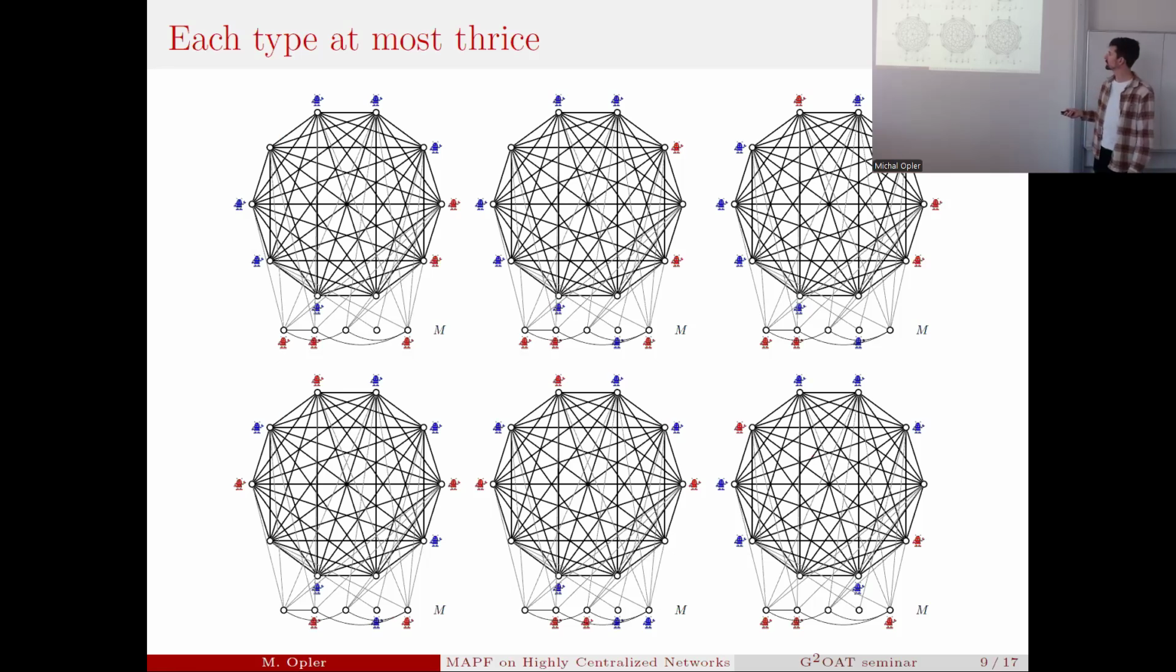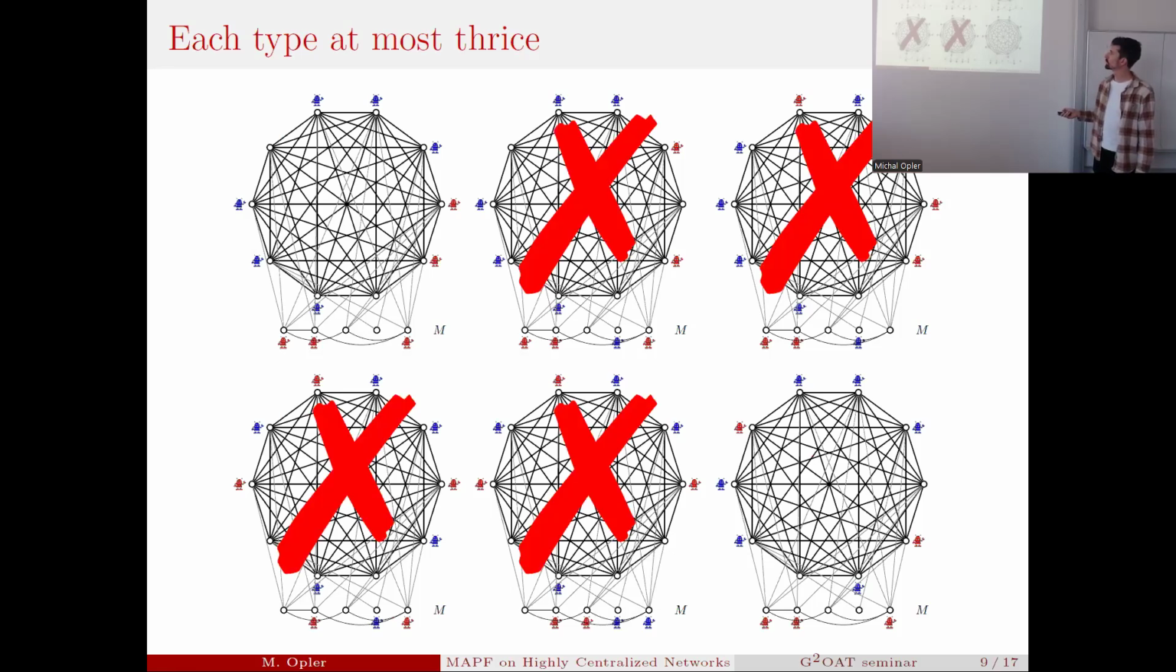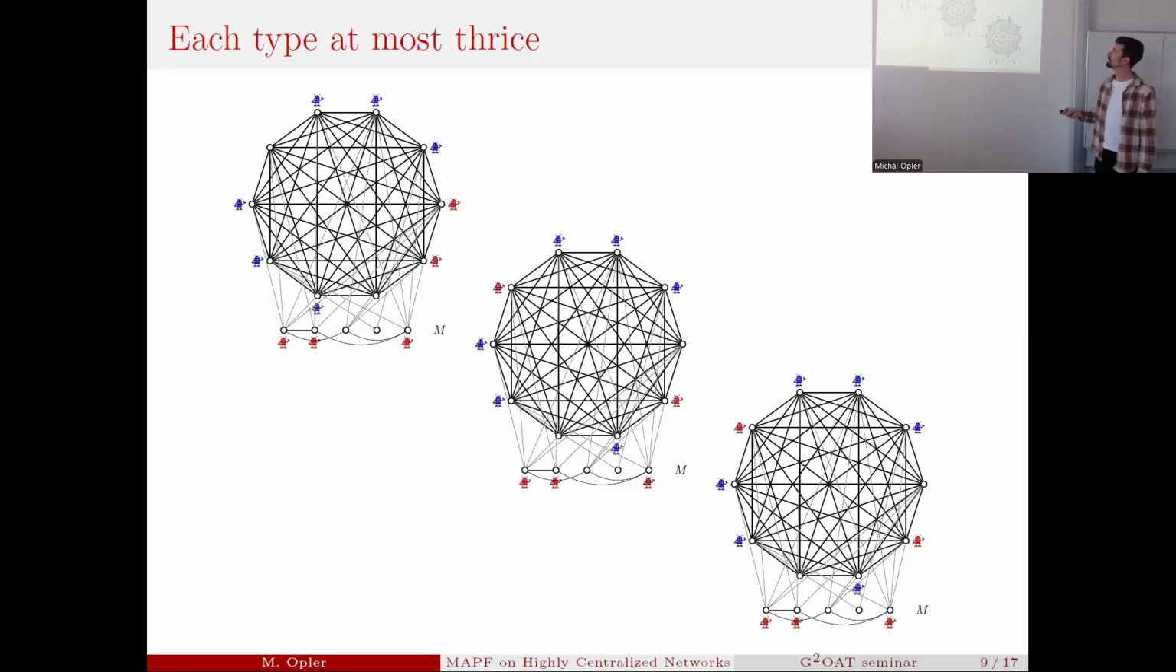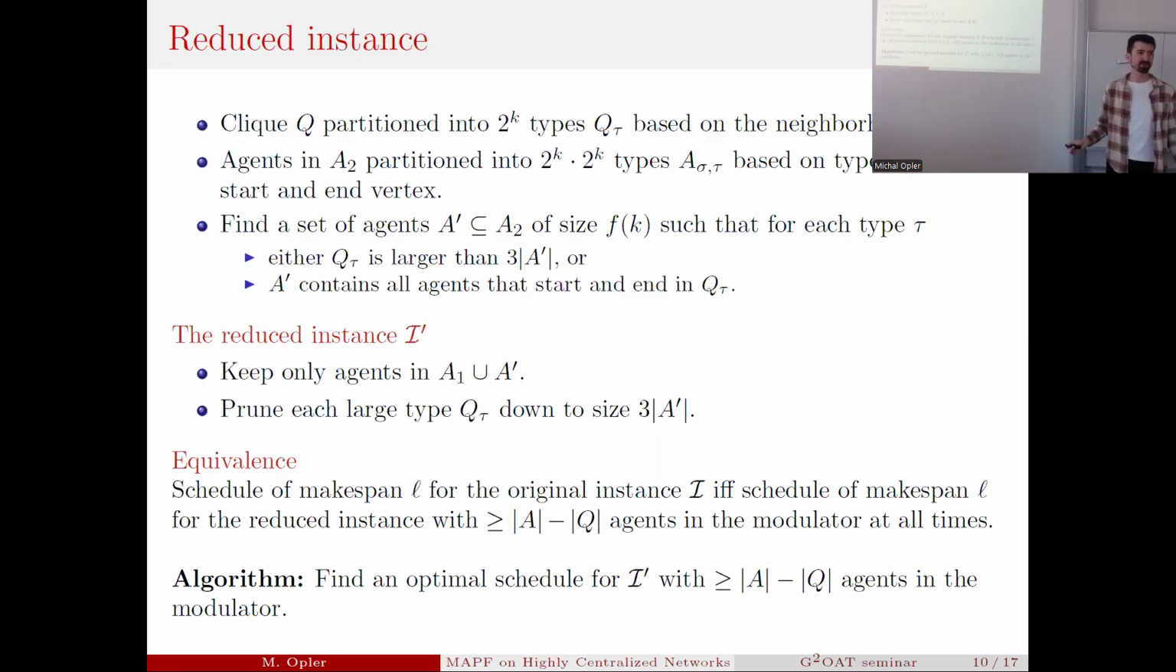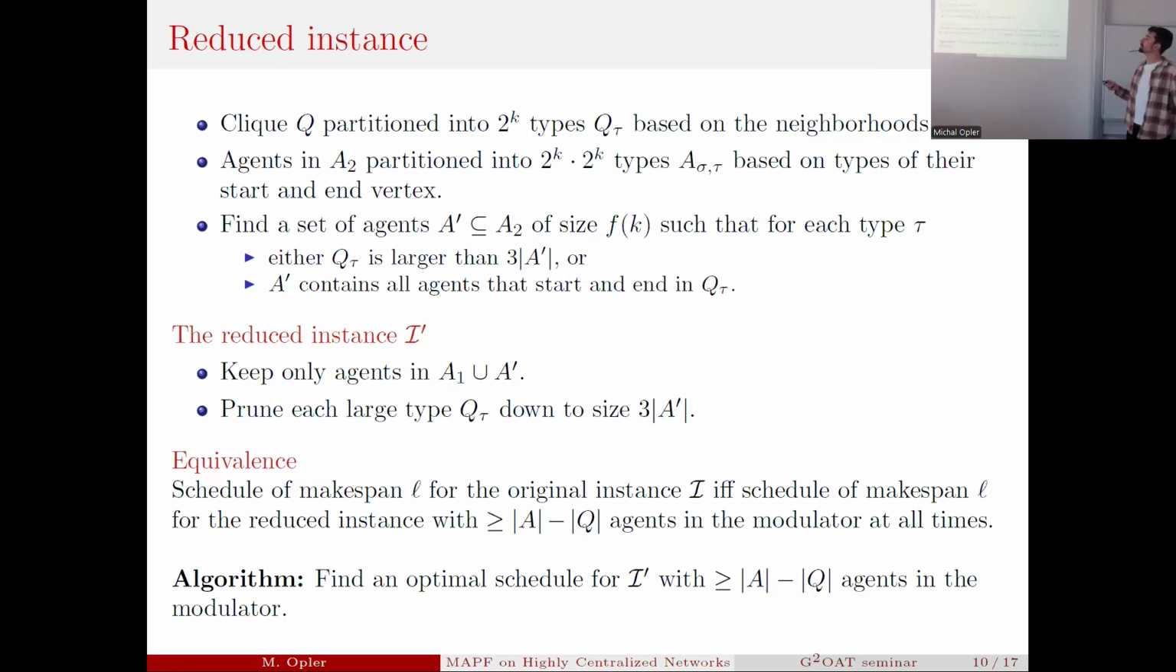Is that clear? And when we have this, let me just sketch how we get the reduced instance, because it's a bit more complex, but the idea should not be that hard. So we know that there's a solution of short makespan.